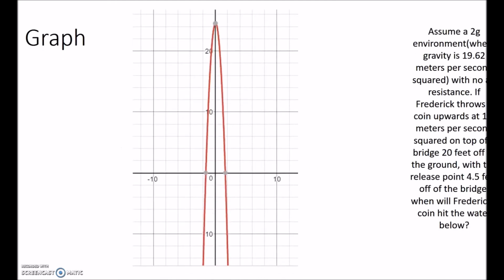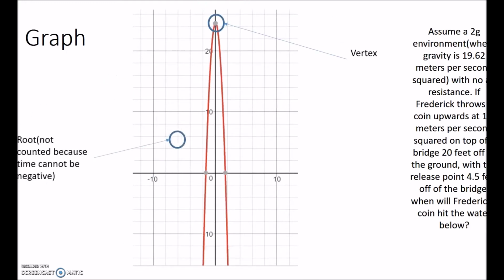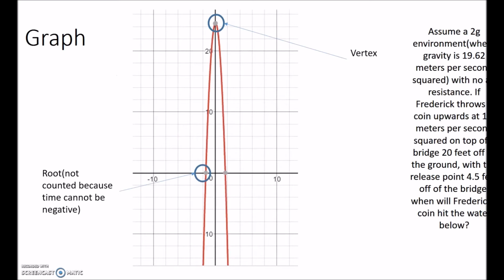The graph. This is our graph. The vertex is up here. The one possible route, which is not counted because time cannot be negative, is right there. And the actual answer is right there. Now notice that the vertex is actually not on the x-axis. The vertex is actually the highest possible point the coin can reach. And the answer is what happens when the distance reaches 0.